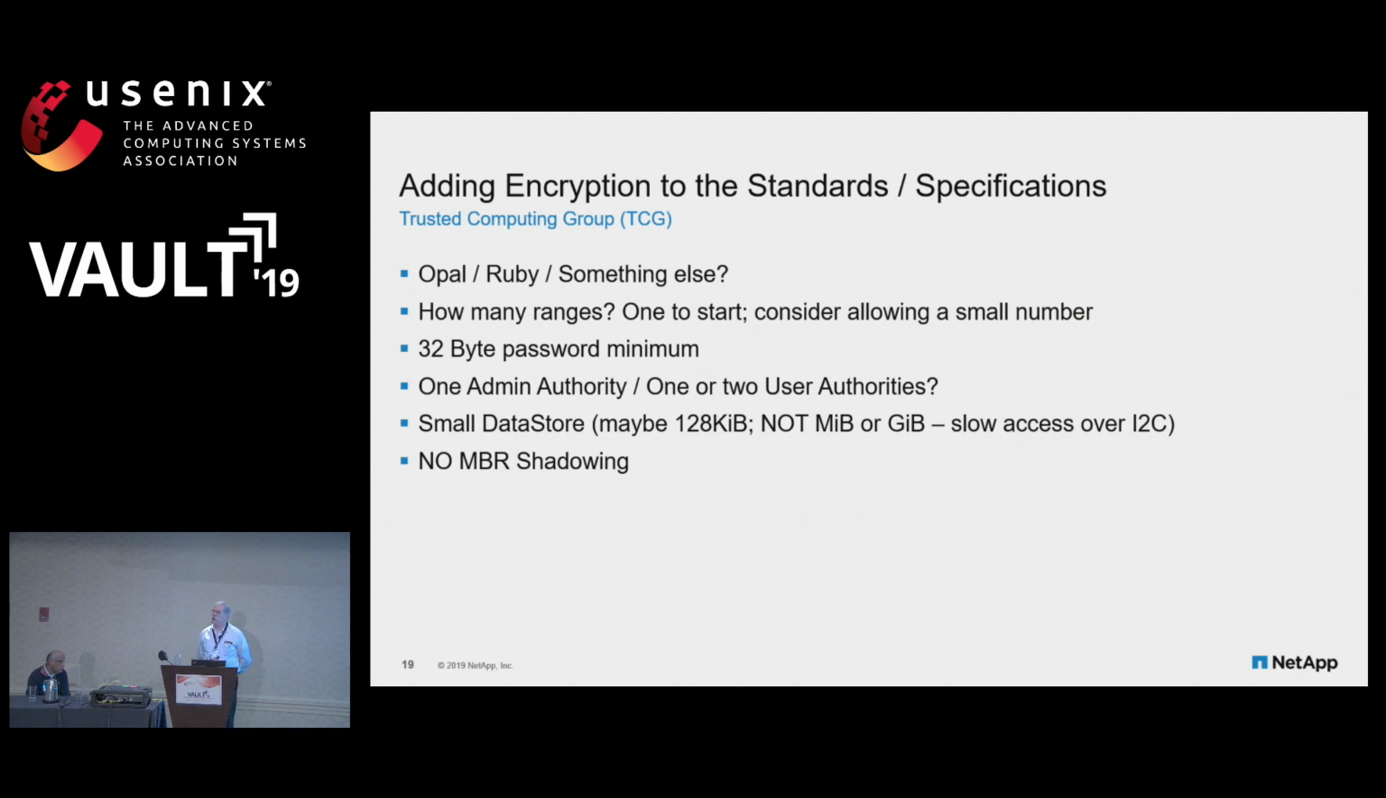We're not quite sure on the user authorities. How many of those do we want? And that's what is affected by the Opal, Opal Lite, or Ruby decision. You know, there are certain requirements for each of those, and these things are still being worked out.